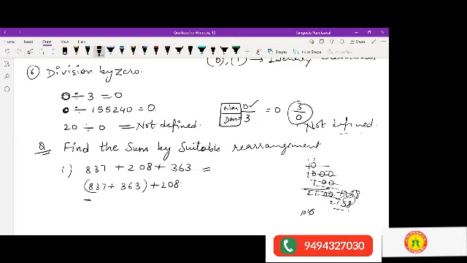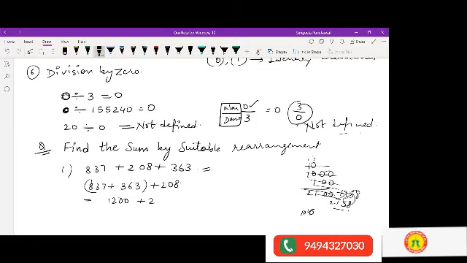837 plus 363. What do I get? 7 plus 3 will be 10. 6 plus 3 is 9, plus 1 more is 10. Okay, I get 9, then 10, 11, 12. So I got 1200.